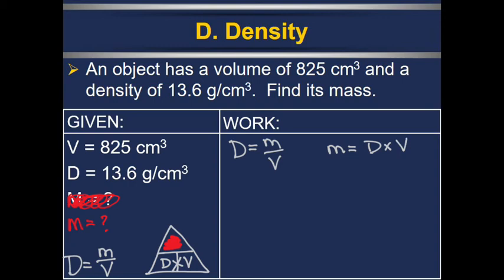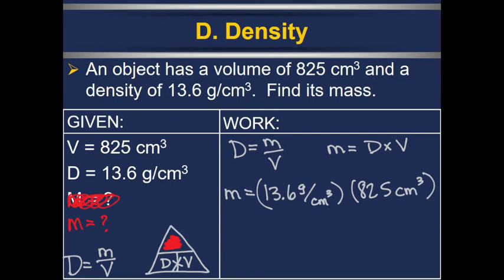Again, I don't care which way you go about doing this. Plugging it in, rearranging, it is algebra. But again, I don't know how comfortable you are with your algebra. So I'm going to go ahead and look at this. So mass equals, I'm plugging in the density of 13.6 grams per centimeter cubed. I am plugging in the volume of 825 centimeters cubed. If I look at my units, you should be able to tell the units of centimeter cubed and centimeter cubed, one in the numerator, one in the denominator, cancel.